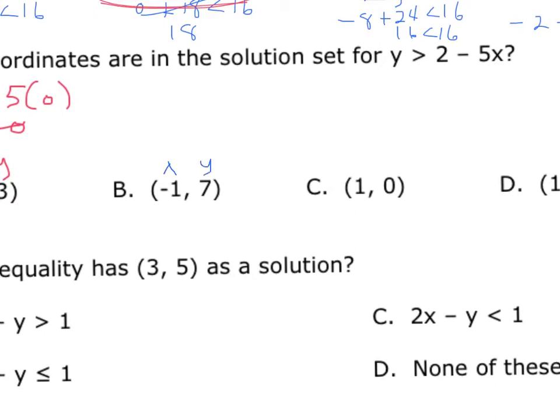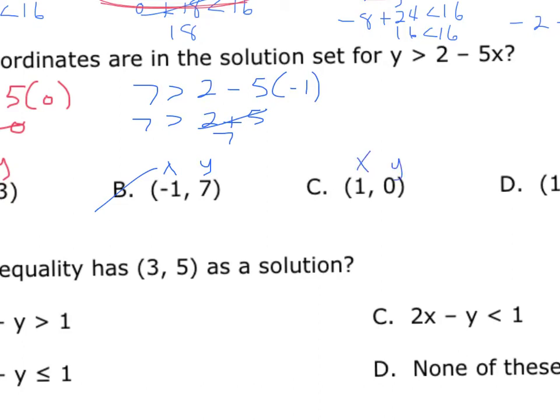So y is 7, and that's greater than 2 minus 5 times the x value, so negative 1. Right here we have a negative 5 times negative 1, which is positive 5. So 7 is greater than 2 plus 5. 2 plus 5 is 7. And so now our statement says, is 7 greater than 7? And that is not a true statement. So we're not looking for B as our answer choice.